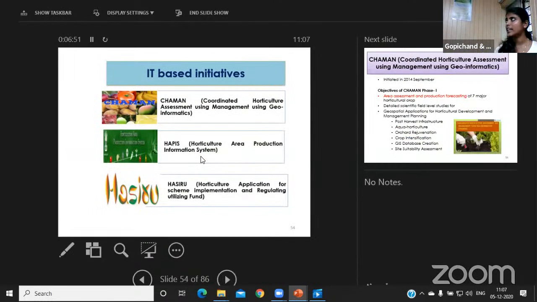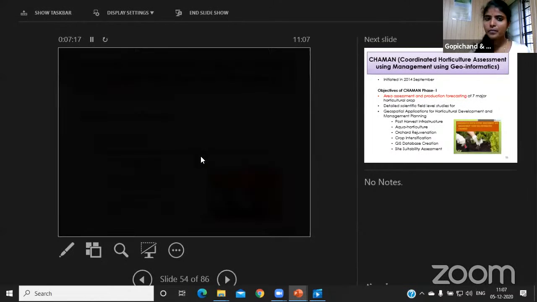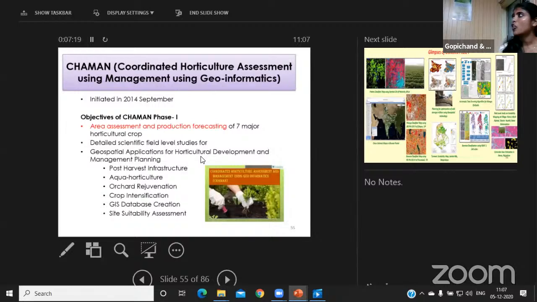The next one is IT-based initiatives. There are mainly 3 IT-based initiatives in horticulture. The first one is CHAMAN, which means Coordinated Horticulture Assessment and Management using Geoinformatics. Another one is HAPIS, Horticulture Area Production Information System. And another one is ASIRU. This is a Karnataka state implemented scheme: Horticulture Application for Scheme Implementation and Regulating Utilization of funds.